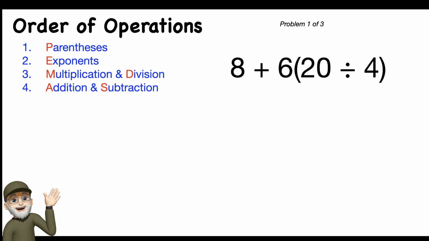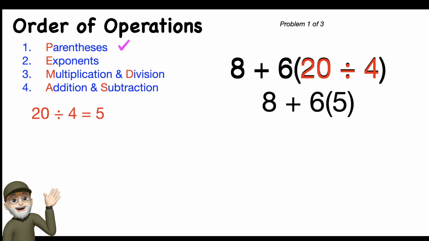Okay, we have 3 problems. Each is just a little bit different. Let's do the first one, 8 plus 6 times (20 divided by 4). Using our order of operations, first is parentheses, and 20 divided by 4 is in parentheses. That would equal 5. So we would rewrite that with the 5 below.